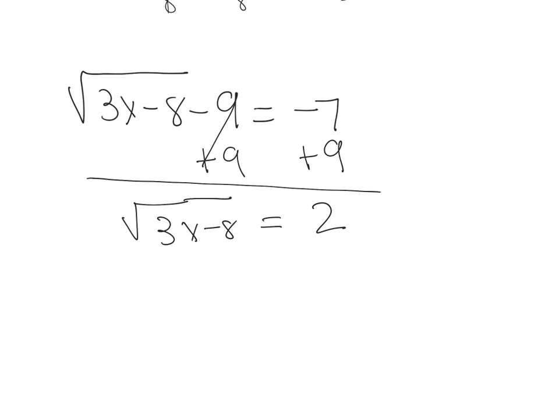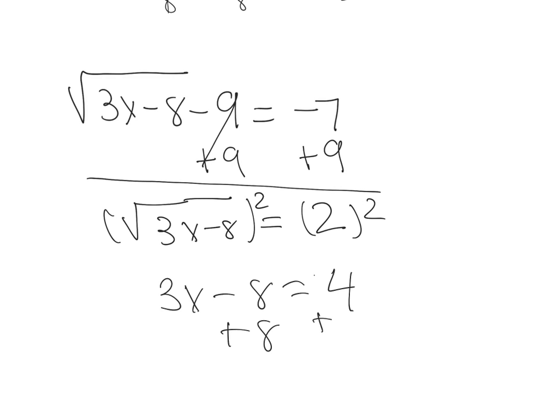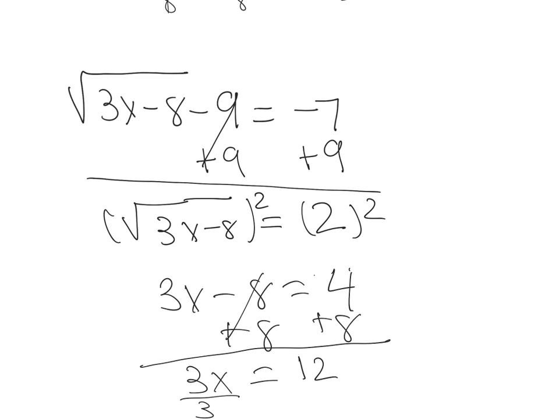The next step would be to square it. When you square this, then you are left with 3x minus 8 equals 4. So the next step would be to get rid of the 8 by adding it on both sides, because what you do to one side, you have to do to the other. And you are left with 3x equals 12. But you're not done quite yet. You divide 3 on both sides to get x by itself, and when you do so, you get x equals 4.